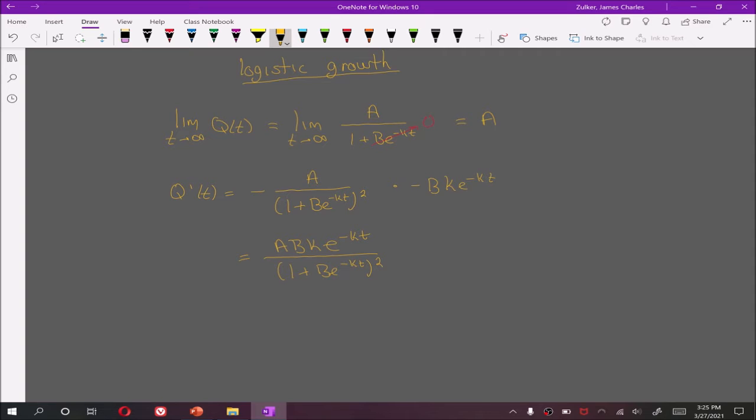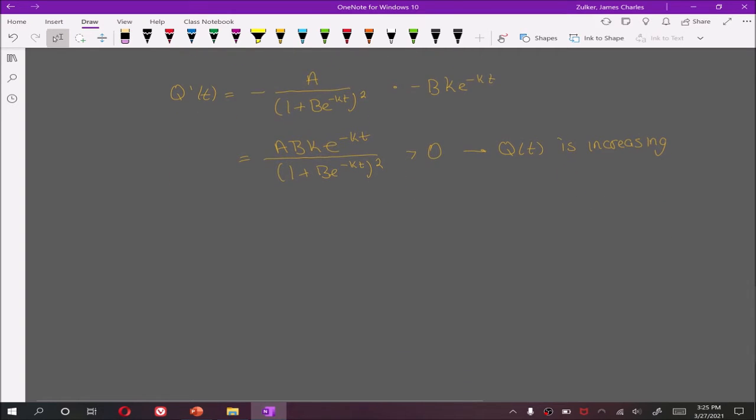Since a, b, and k are all positive constants, and since the exponential function is always positive, this derivative is greater than 0, which means, right, that Q of t is increasing. Specifically, it's increasing up to the value a, right? Because a is the maximum value we can have based on this limit up here. Let's take a look at the limit as t approaches infinity of Q prime of t.